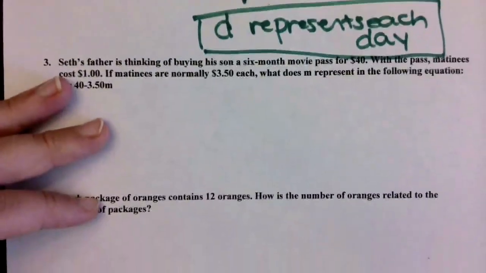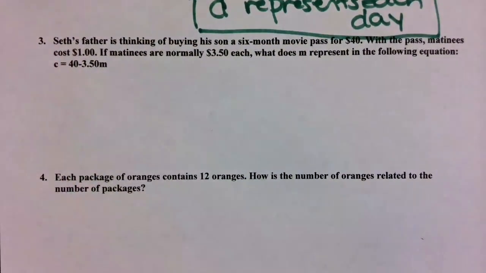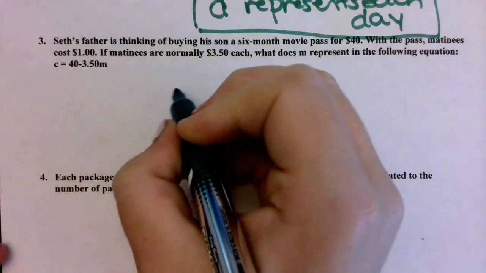All right, read your next one. Try to decide if you know what M represents, and then I'm going to go through it. Okay, so we have Seth's father is thinking of buying his son a 6-month movie pass for $40. With the pass, matinees cost $1. If matinees normally cost $3.50 each, what does M represent in the following equation? So I'm just going to write it a little bigger.